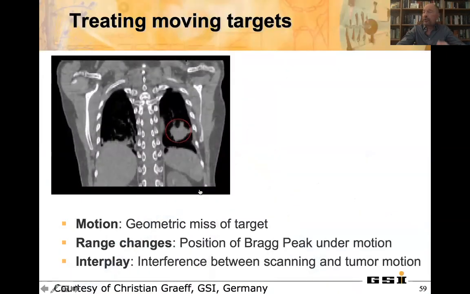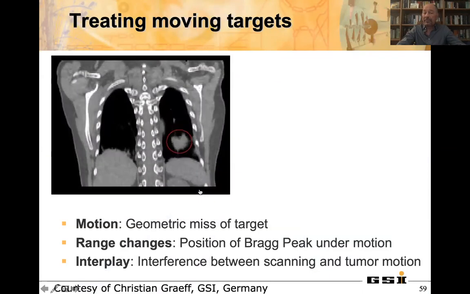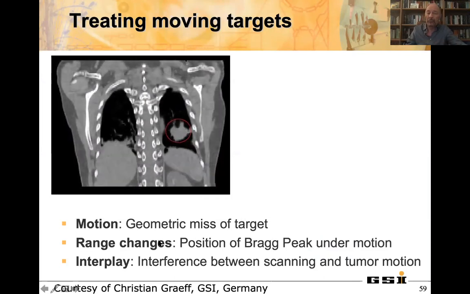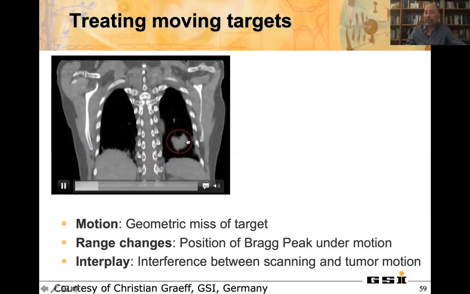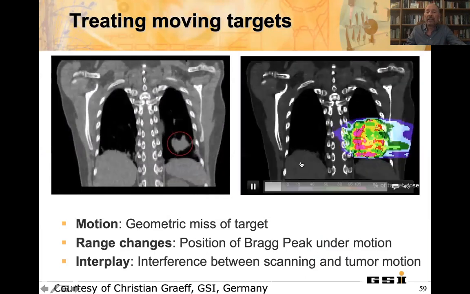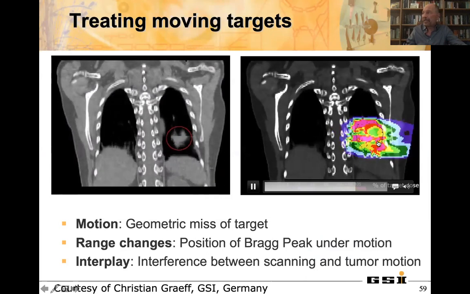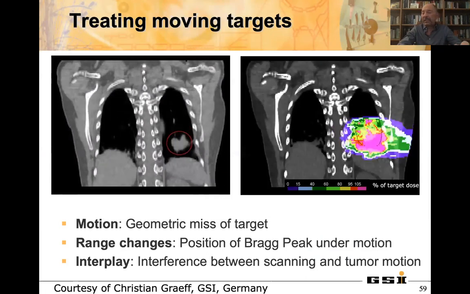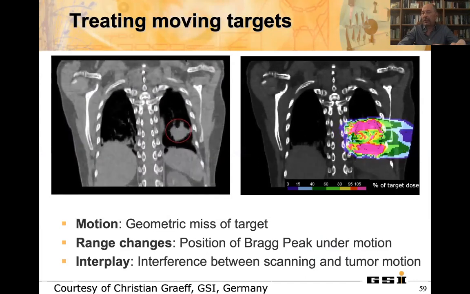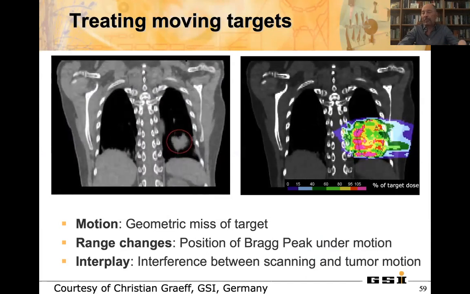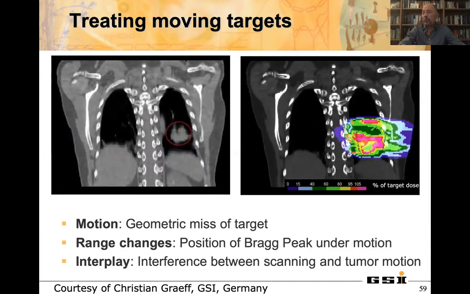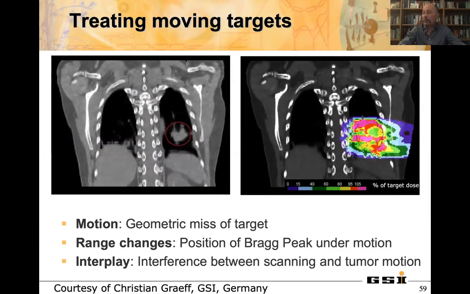Of course, if you do scanning, one very serious problem that you have is the moving targets, because this is an example of a lung tumor, and you see not only the lung is moving, but all the abdominal organs are also moving. And what happens if you do that with the pencil beam scanning, there is an interplay between the movement of the target and the movement of the beam that produces a very poor and non-uniform dose distribution.